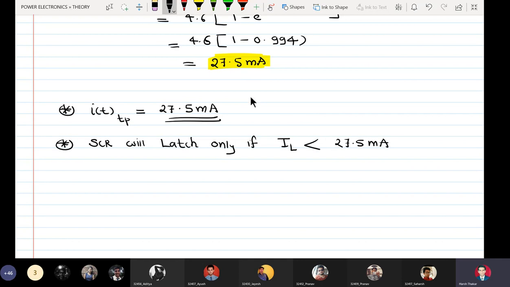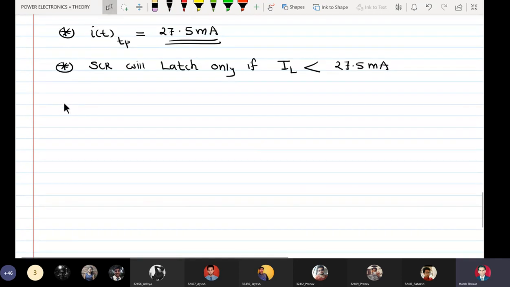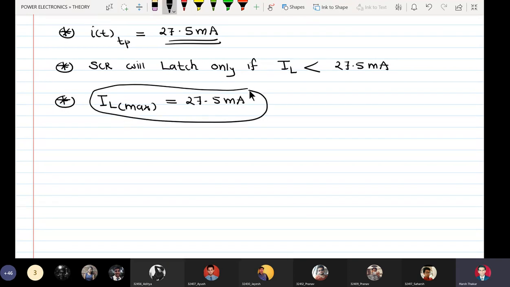Okay, so IL max is 27.5 milliamperes. So maximum permissible datasheet rating of this particular SCR has to be 27.5 milliamperes. Only then the SCR will latch. I hope that this numerical is clear.